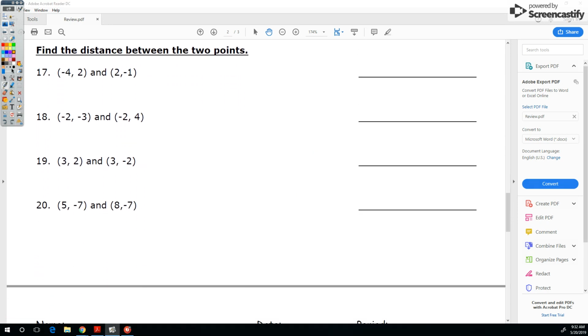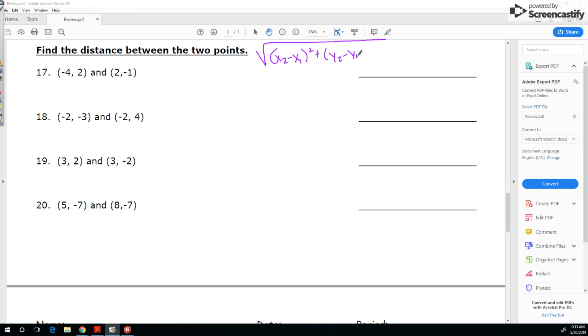Okay, distance formula. Square root of x2 minus x1 squared plus y2 minus y1 squared. So I'm going to find my exact answer and my decimal approximation. So I'm going to label again like I've been doing. I just kind of like to set it up first.